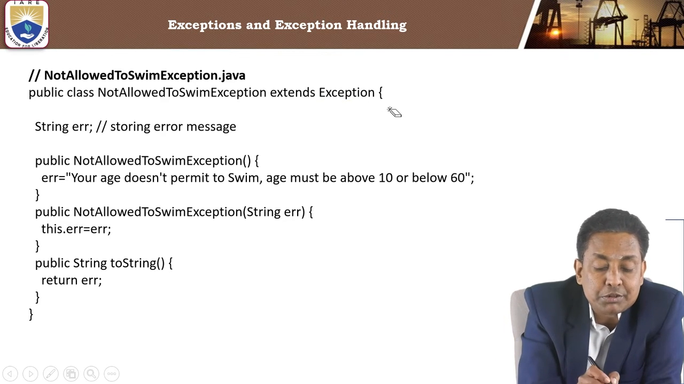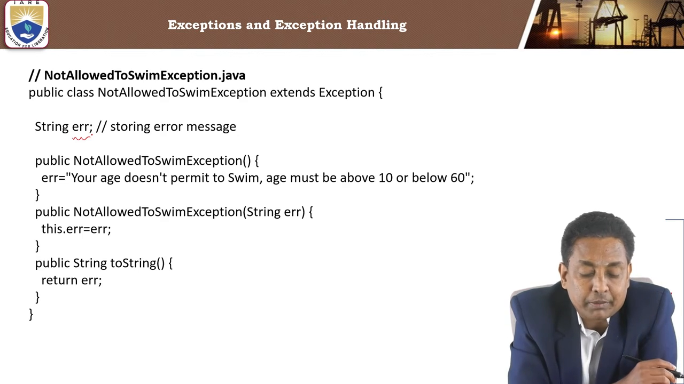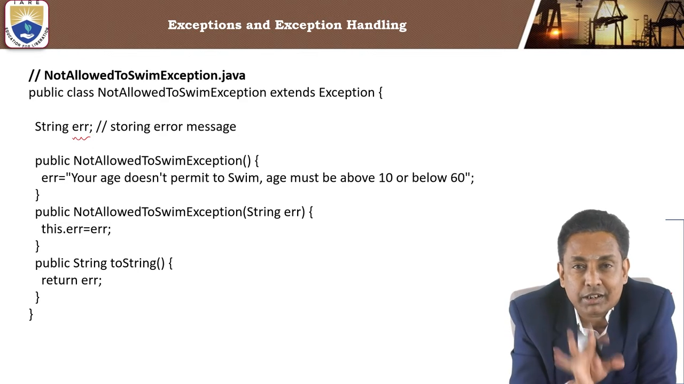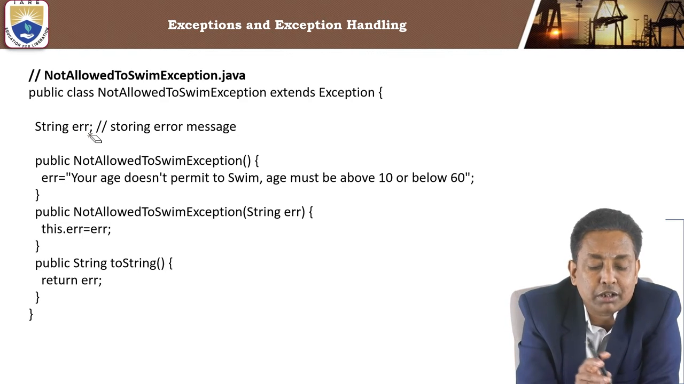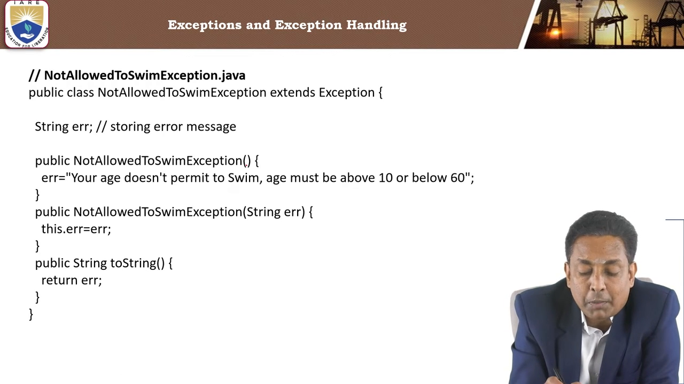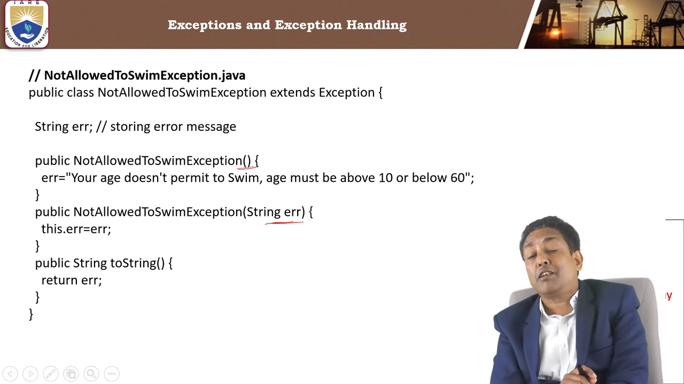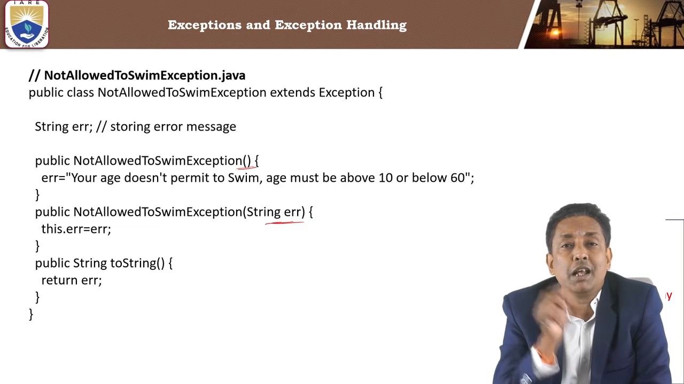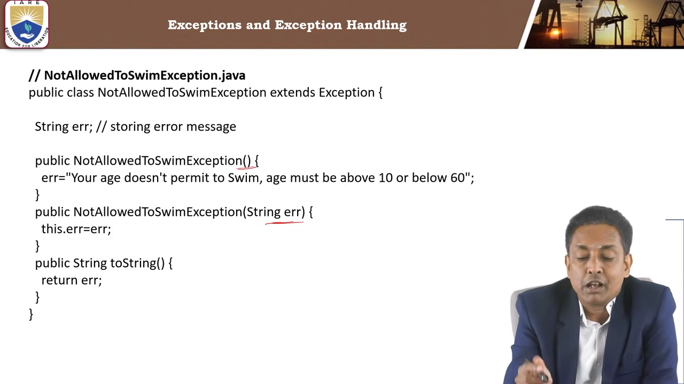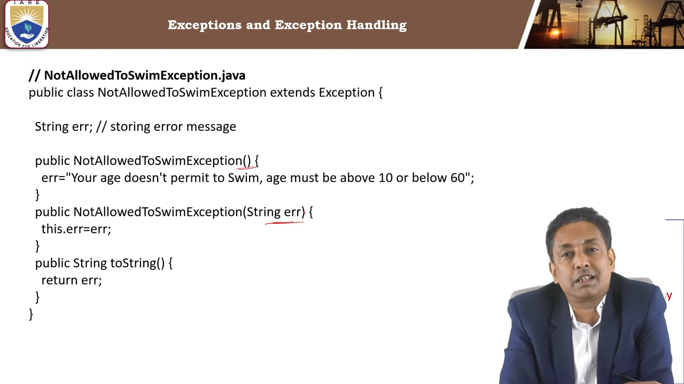In every exception class, we must declare one string error variable. The variable name can be anything, but one string variable must be declared to store error messages. One no-parameter constructor must be written, and one string-parameter constructor must be written. In every exception class, at a minimum, we must write two constructors: one no-parameter constructor and one string-parameter constructor.